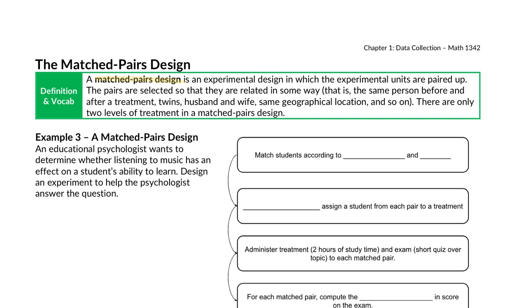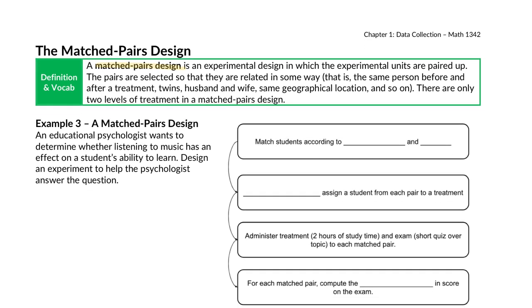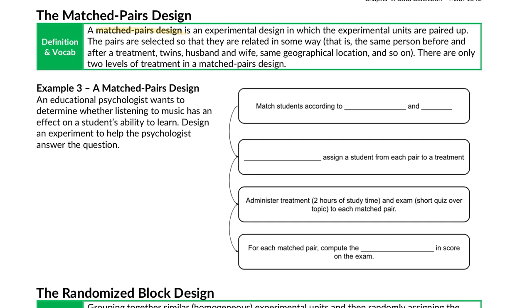There are only 2 levels of treatment in a matched pairs design because we're comparing basically a before and after. We are comparing one twin to the other, and on and on and on. So let's see what a matched pairs design flow of an experiment might look like. An educational psychologist wants to determine whether listening to music has an effect on a student's ability to learn. Design an experiment to help the psychologist answer the questions.